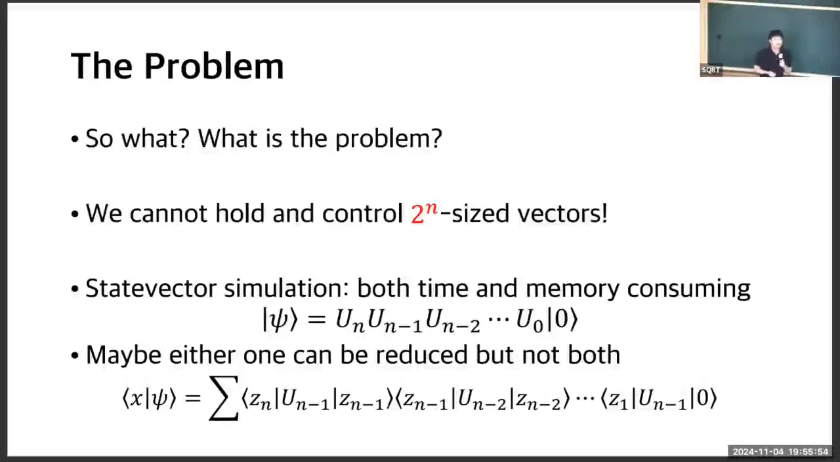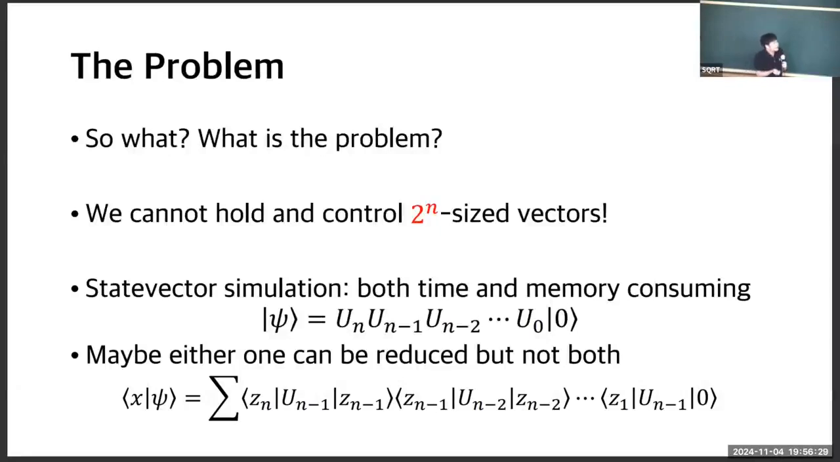So the problem with classical simulation is about the size. To control an n-qubit vector, it takes 2 to the power of n dimensions, right? Considering from all 0 up to all 1. So we need to simulate that by state vector simulation, which involves 2 to the power of n times 2 to the power of n matrices and 2 to the n size vectors. So this consumes time and memory.